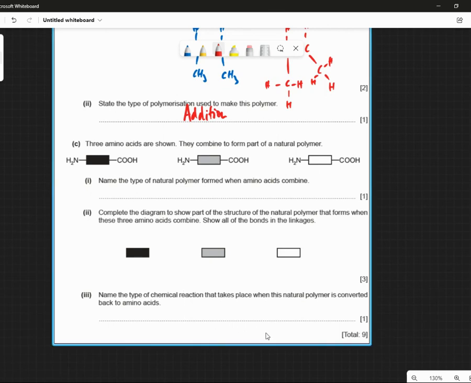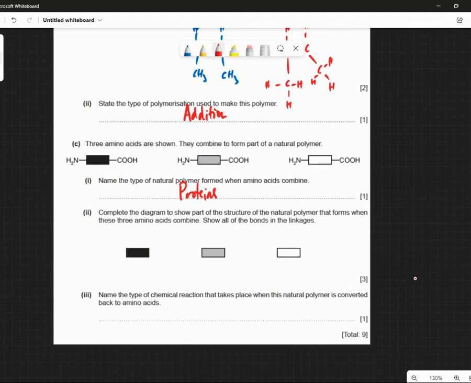Next, 3 amino acids are shown, that and that, with different boxes in the middle. Name the type of natural polymer formed when amino acids combine. If amino acids combine, you get proteins. Complete the diagram to show the parts when 3 amino acids come together. I'm going to do the NH2 over there, and the C double bond O bit over there. And now I'm going to form these linkages in the middle. These are known as amide linkages. If you do biology, they're known as peptides. And because you get this from 3 amino acids, this is known as a tripeptide.